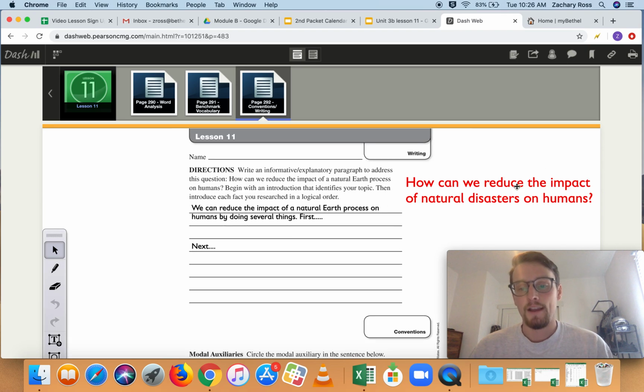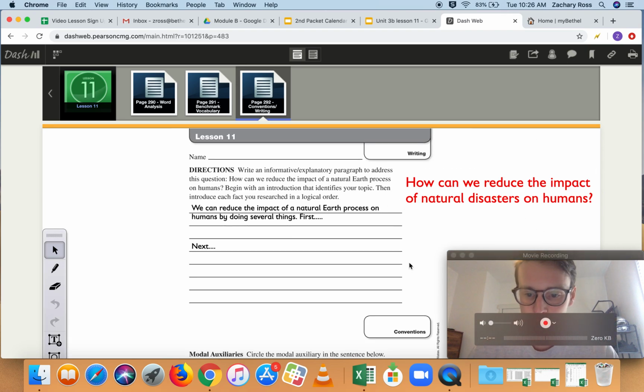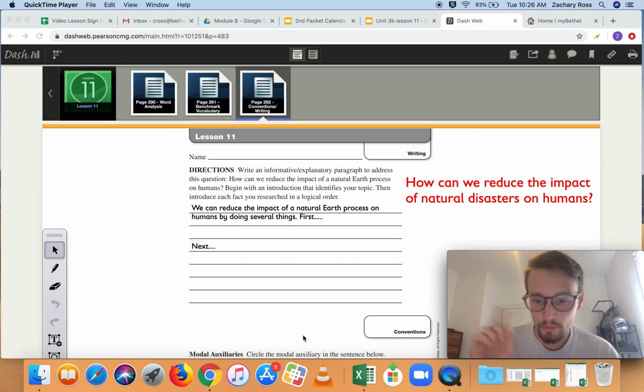The last part, I also put some good notes in here. Oh, this came back again. Don't touch that. It says, write an informative/explanatory paragraph to address this question. How can we reduce the impact of natural earth process on humans? Begin with an introduction that identifies your topic. Then introduce each fact you research in logical order.